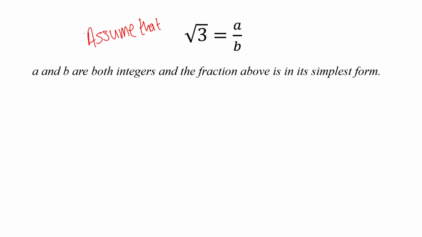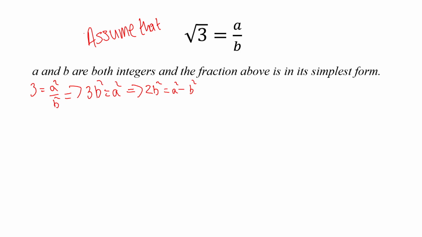Okay, so we're going to square both sides to get rid of the square root. So we can say that 3 is a squared over b squared. We're then going to multiply both sides by b squared, so we can say 3b squared equals a squared. I'm then going to subtract b squared from both sides, so I can say that 2b squared equals a squared minus b squared.